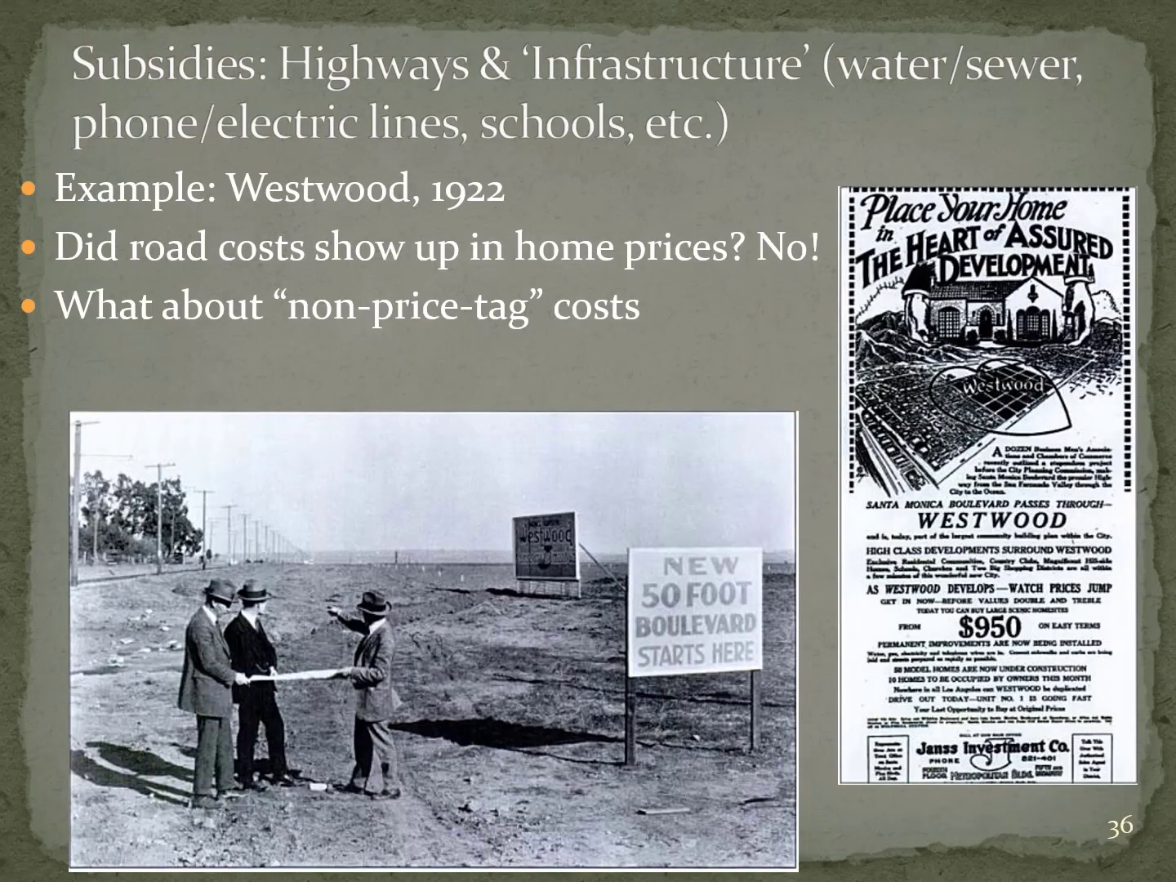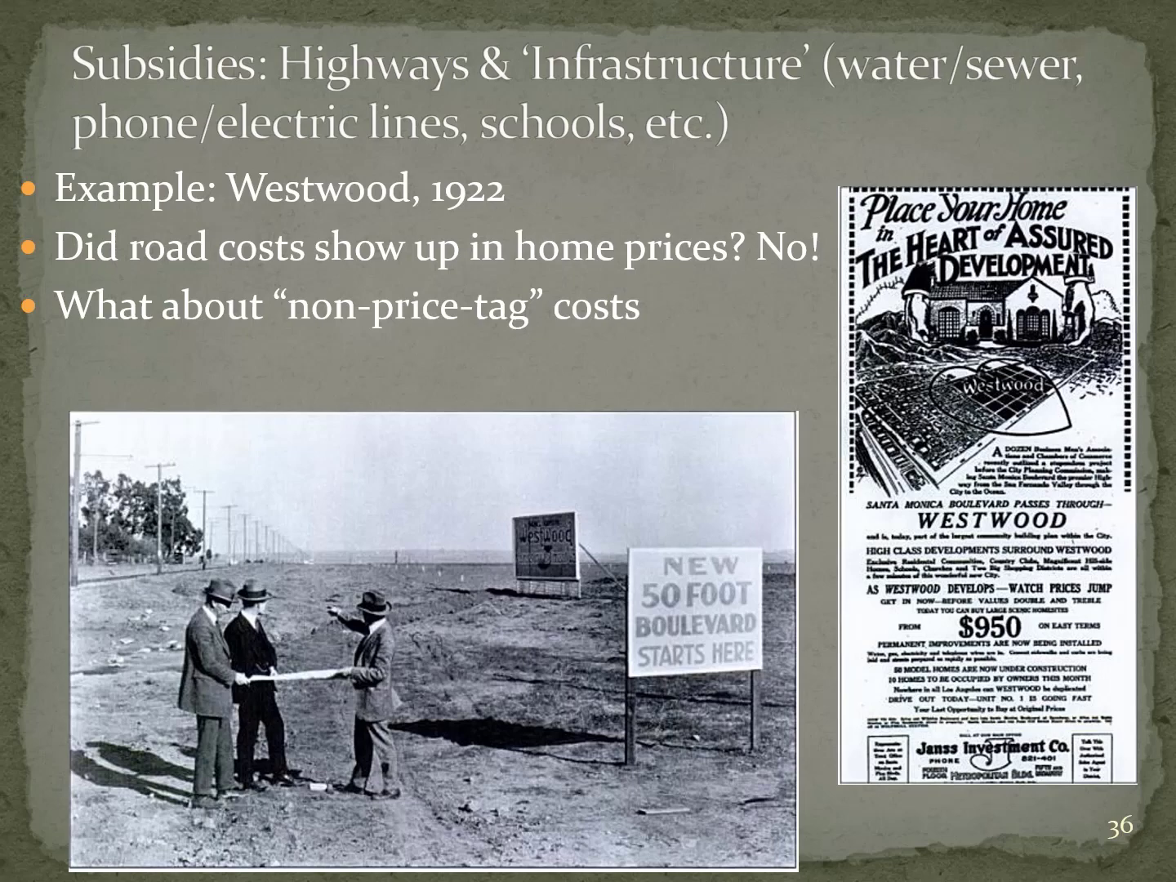Not just housing subsidies, so people aren't paying the full cost of housing because they're getting tax dollars, government money for that house. We also subsidize highways and the infrastructure in these sprawl developments. So the roads to get out there and the infrastructure, meaning the water and sewer lines, the phone and electric lines, schools, all fire and police, all these services that are also required.